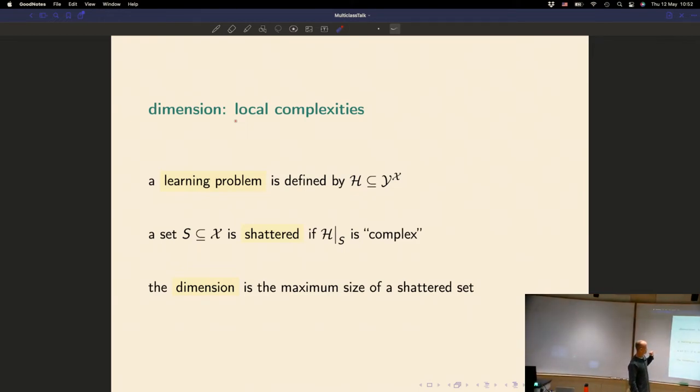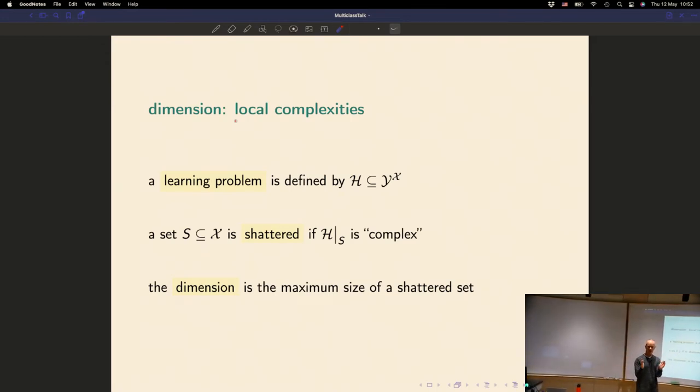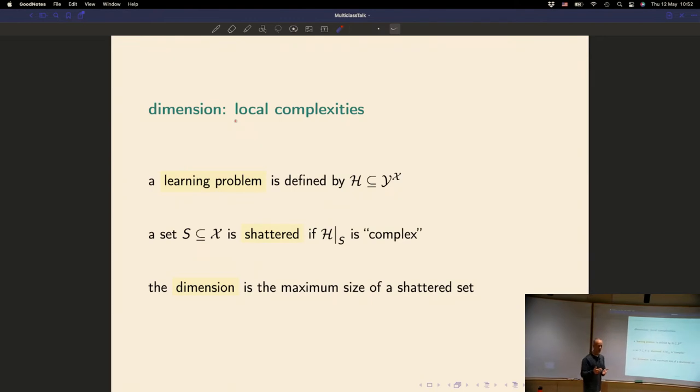Idea two is the notion of shattering. We can look at local parts of the set X. So we choose some subset S of the big set X, and then we can project all of these functions H to this local view. And we say that a specific part of the universe is shattered if this collection of functions is complex. We need to define what complex means, but this is the intuition. So if the projection is complicated, then it is shattered.